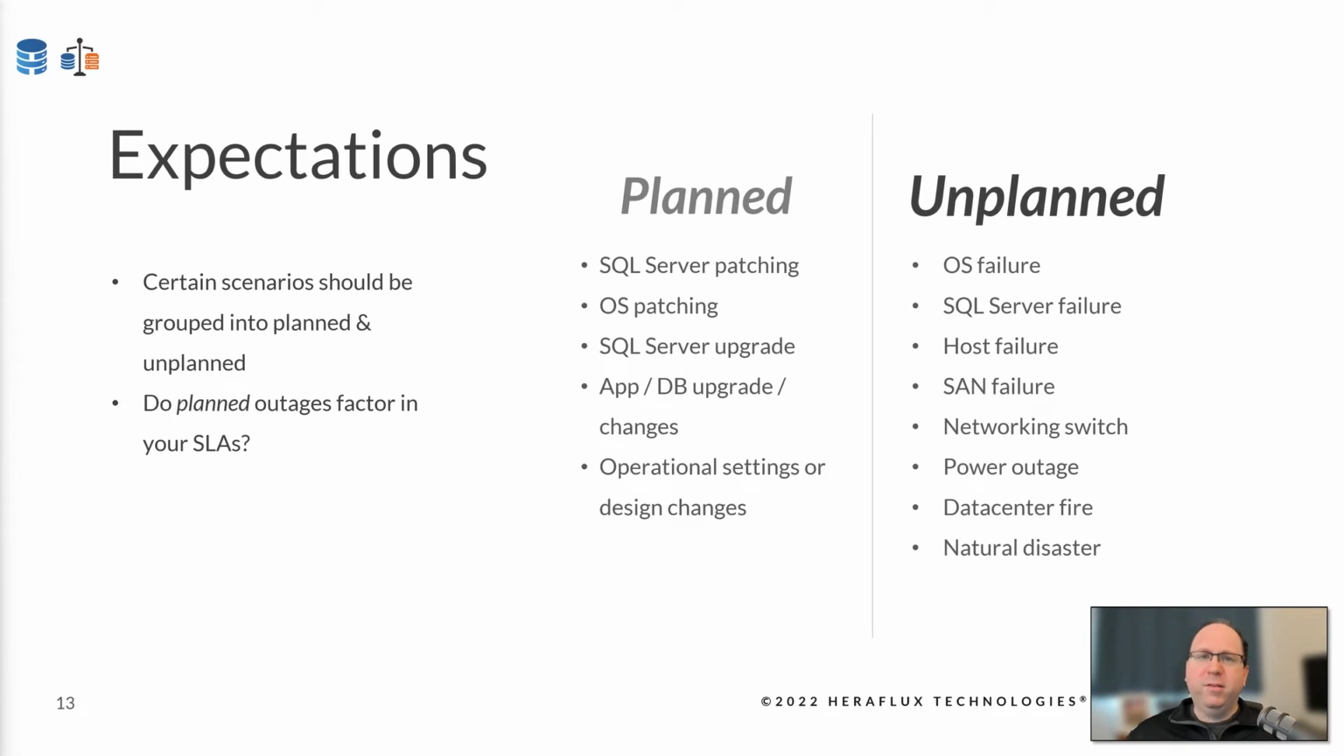The unplanned stuff are the really big issues. It's things like operating system level corruption or a bad patch or a SQL Server outage from something big happening. Could be a VM host failure. Could be the SAN. Could be a networking switch. A lot of these things. It could be even bigger. Power outages. These things happen, especially with major winter storms. Data center fires. We've seen 2 of these. It's scary. And then, look at Katrina, look at hurricanes and tornadoes and blizzards.